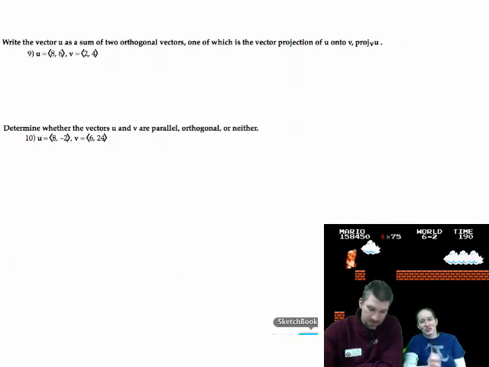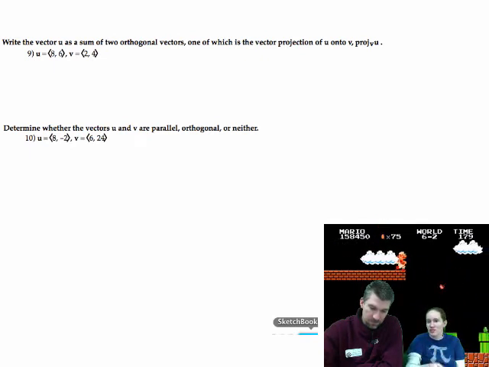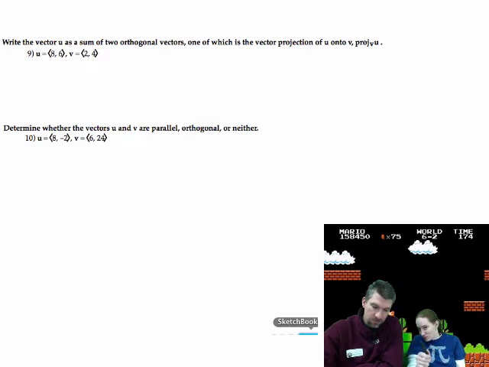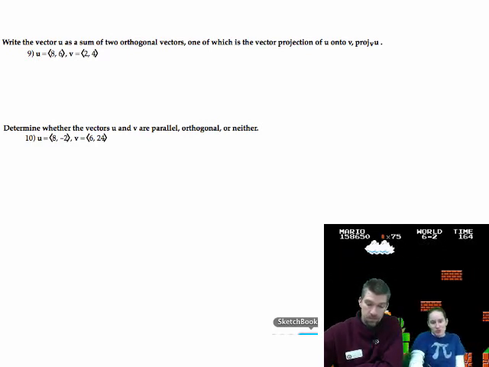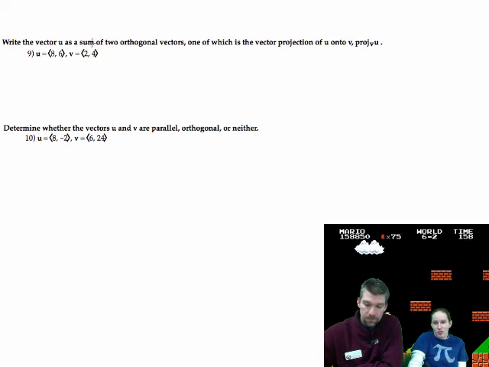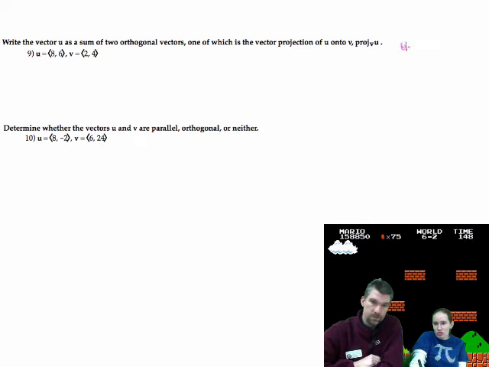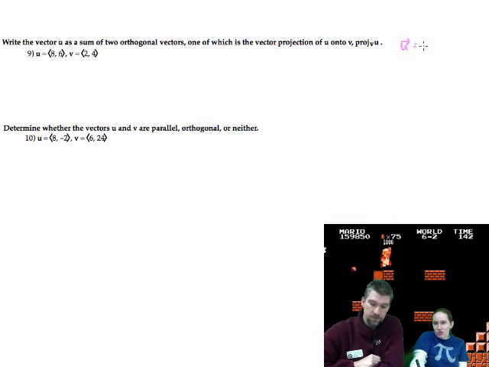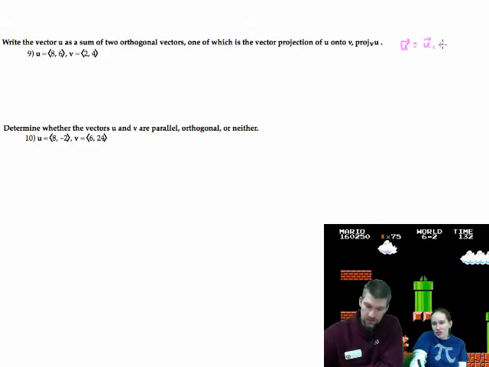Write the vector u as a sum of two orthogonal vectors, one of which is the vector projection of u onto v, and then it says projection of u onto v. Here they're telling us in the instructions what we're supposed to be doing in case you've forgotten how this problem works. We're trying to take the vector u and write it as the sum of two vectors. So let's call those vectors u1 and u2.